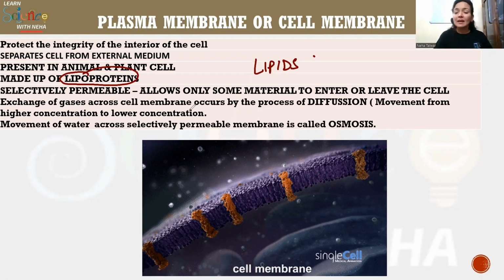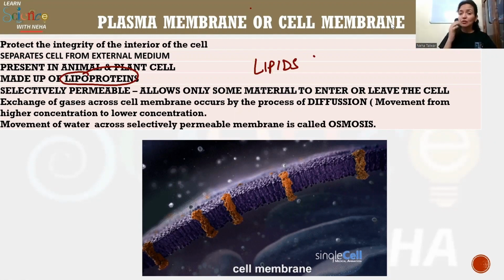Now, if we talk about the cell membrane, it demarcates a cell from the external medium. Number 1, it is present both in plant cell and animal cell. Number 2. Number 3, it is selectively permeable. That means it will allow only a few materials to enter inside and move out, and not everything.